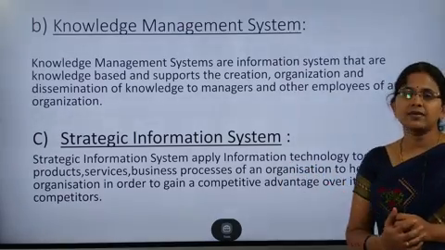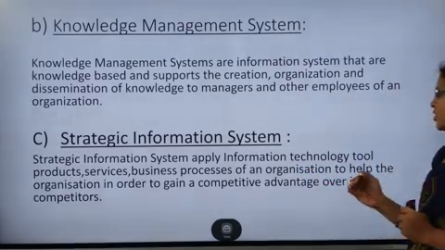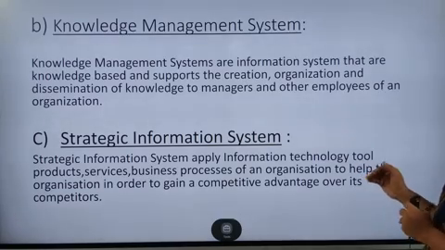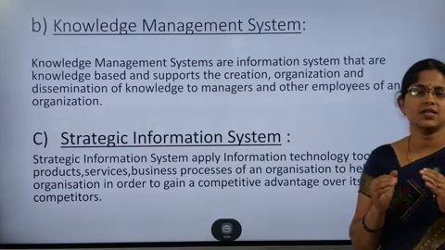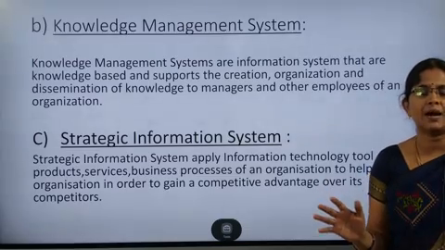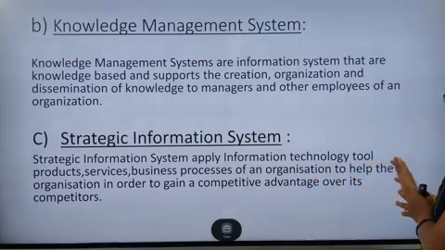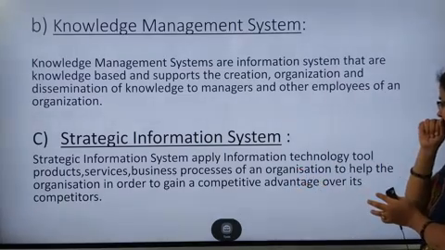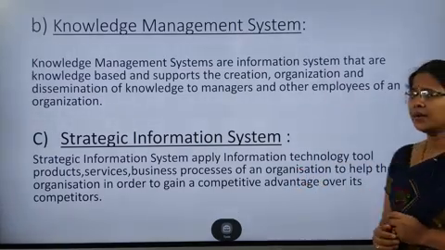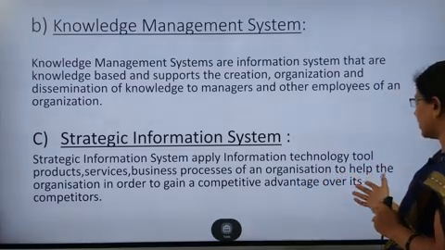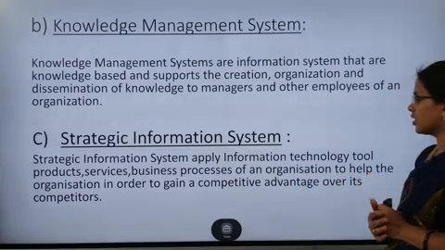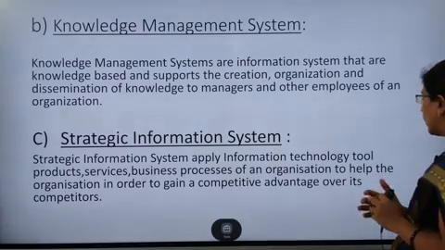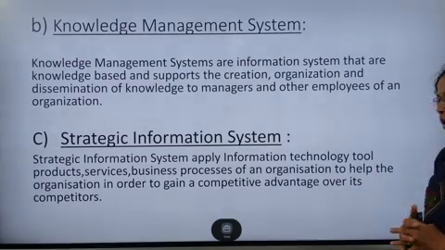And next one, that is strategic information system. So this strategic information system applies the information technology tools, products, services and business processes of an organization to help the organization gain a competitive advantage over its competitors.